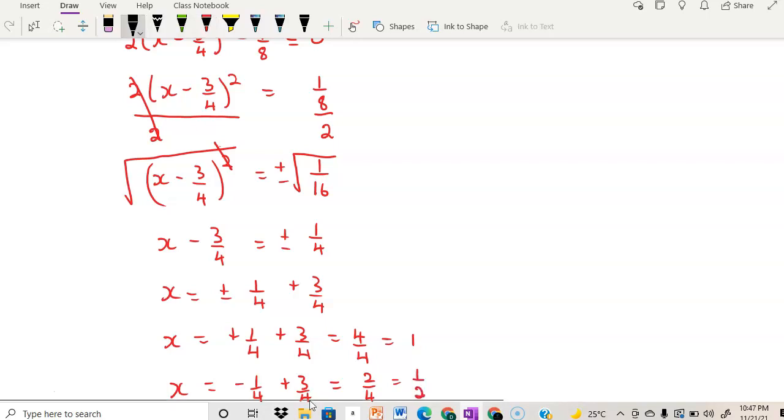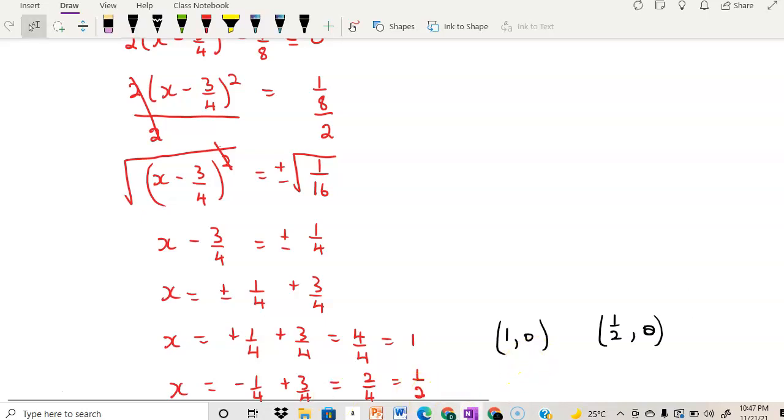All right guys, so we have our two x-intercepts. That is where x is 1 and y is 0, and also where x is a half and y is 0. Remember, when the graph cuts the x-axis, guys, the value of y will be 0. When the graph cuts the y-axis, the value of x will be 0.